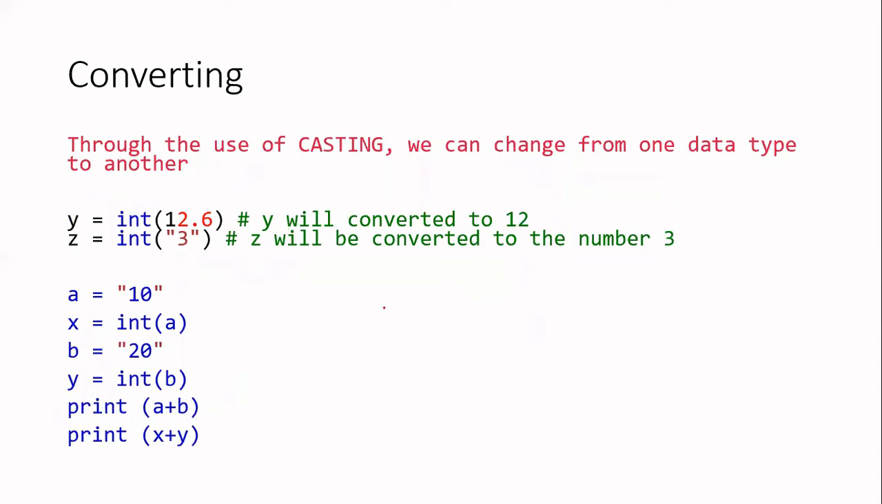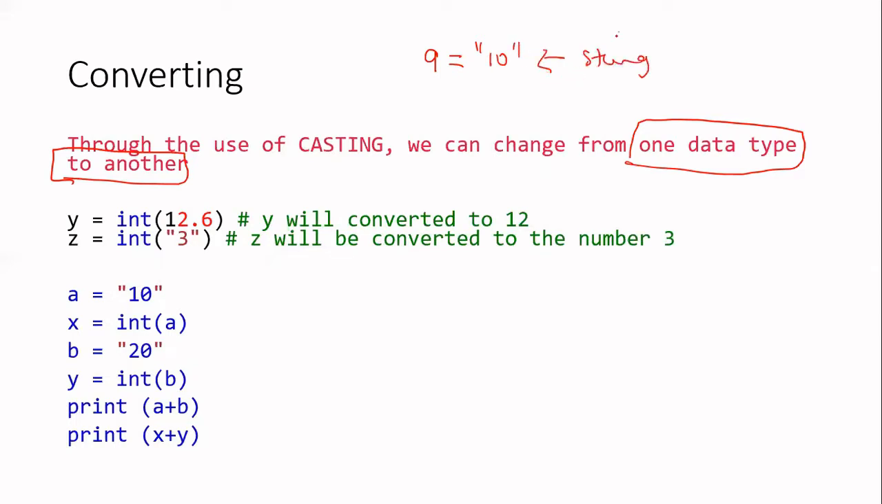So let's look at conversions, converting. We want to convert from one data type into another data type. As I just indicated, if I had a variable a equals 10, that is a string data type. But what if I wanted to make this into an integer so that I can do calculations on it? That will mean I need to do casting. Casting means I want to change from one data type into another. So let's look at how that is done.